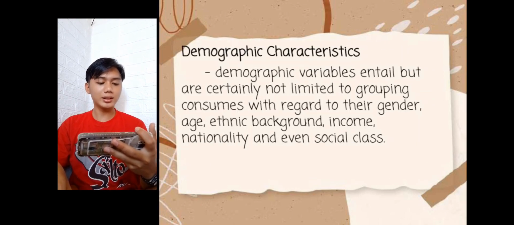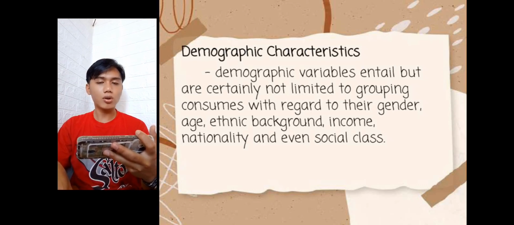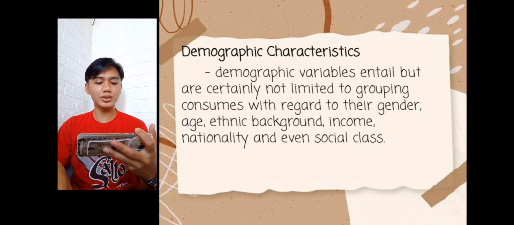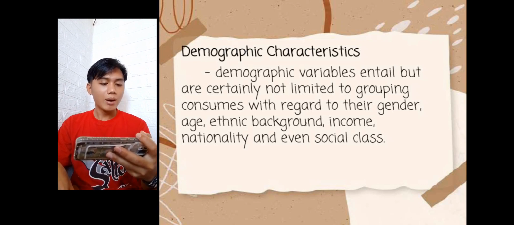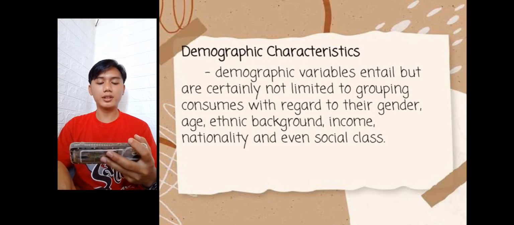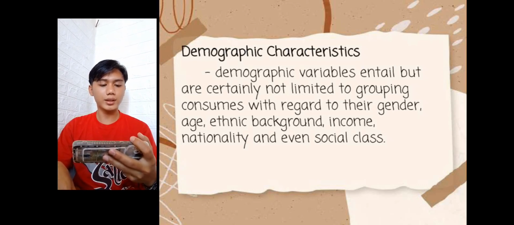First, demographic characteristics. Demographic variables entail but are certainly not limited to grouping consumers with regard to their gender, age, ethnic background, income, occupation, education, household size, religion, generation, marital status, nationality, and even social class. Most of these demographic categories are further defined by a definite range. For instance, companies may classify the age of their consumers in the 18 to 24, 25 to 34, 35 to 54, 55 to 65, and 65 plus age groups.